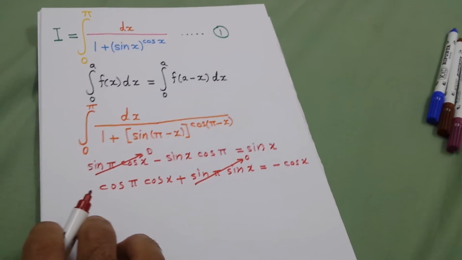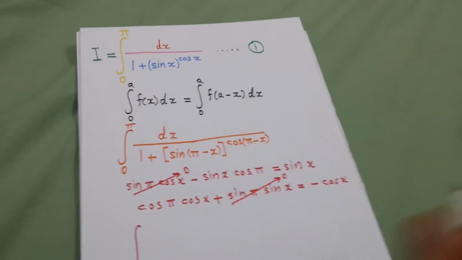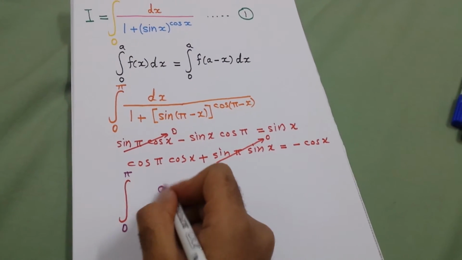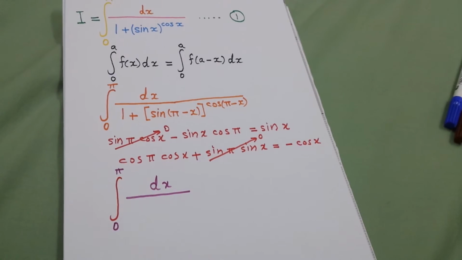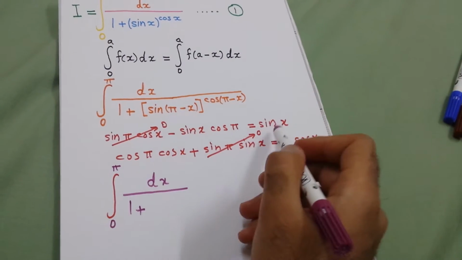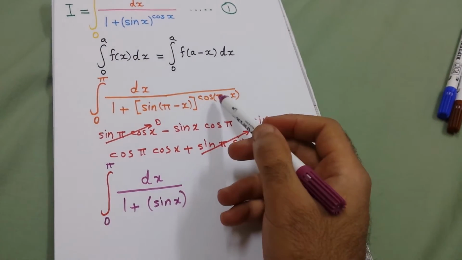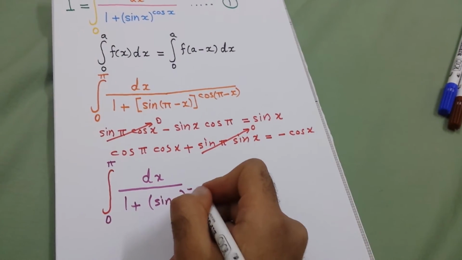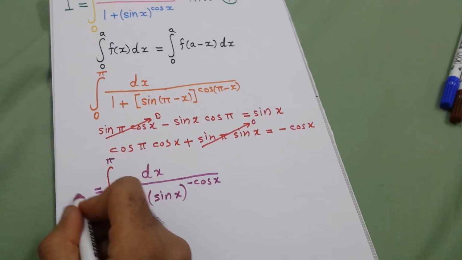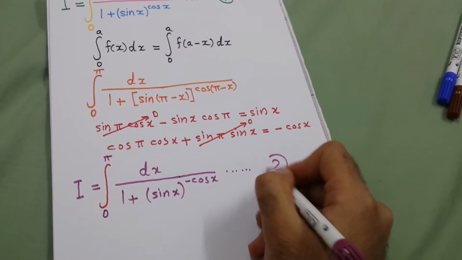So we will rewrite it, so it will be integral from 0 to pi, dx over 1 plus sine pi minus x equals sine x, to power cosine pi minus x equals minus cosine x, and we will call this I, and this equation number 2.